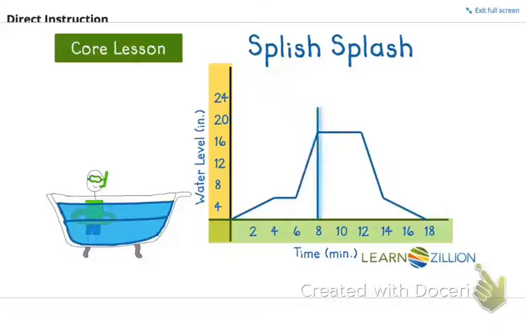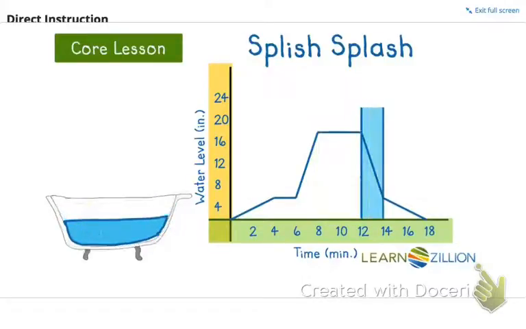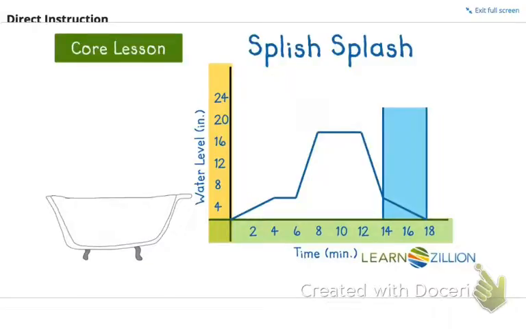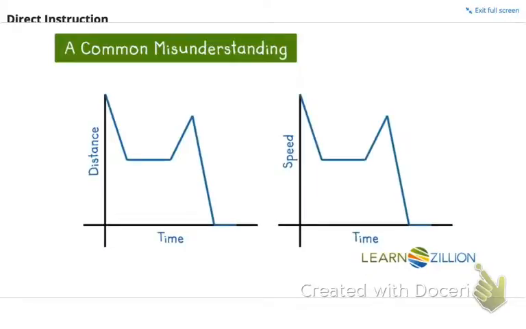From 8 to 12 minutes, you're in the tub and the water level stays the same. Then you get out and the water level goes down fast. From 14 to 18 minutes, the tub slowly drains back to empty. An output of 0 means the water level is 0. The tub is empty. Let's look at another situation.